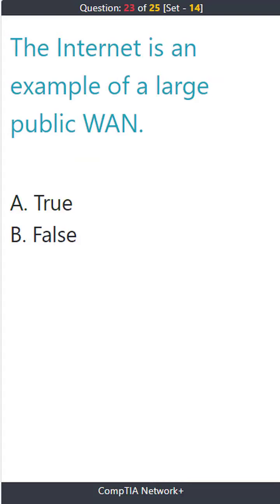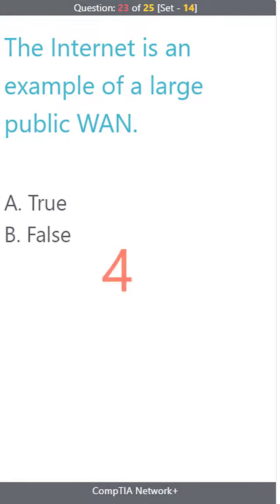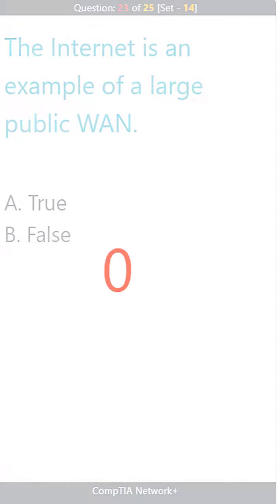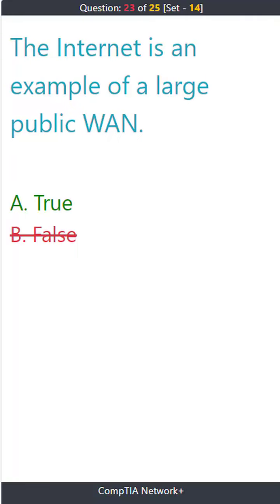Question 23. The Internet is an example of a large public WAN. A. True. B. False. The correct answer is A, True.